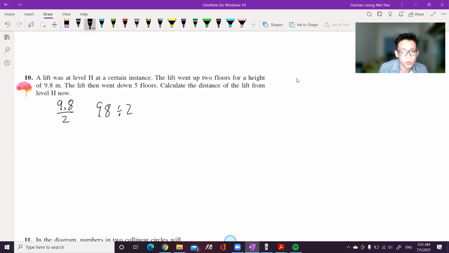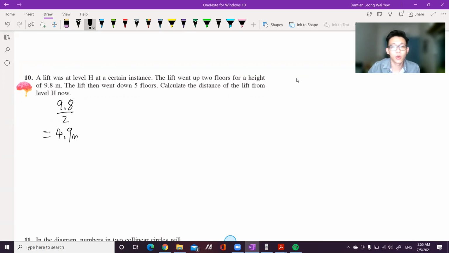9.8 divided by 2. It's the same thing. Okay. But usually, writing in fraction is easier to write. So usually, I would prefer to write in fraction. So it's 4.9, right? So each floor is 4.9 meters.